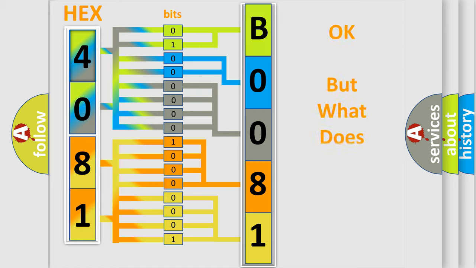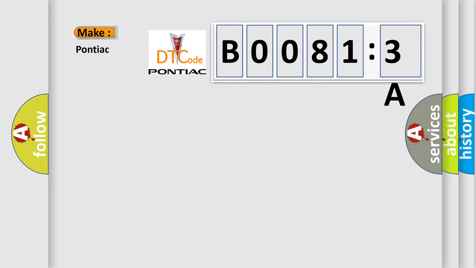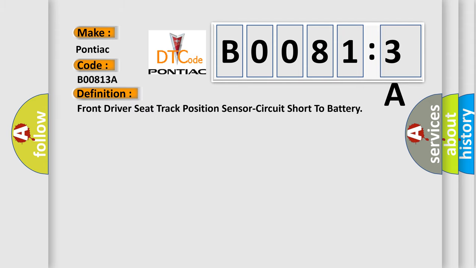The number itself does not make sense to us if we cannot assign information to what it actually expresses. So, what does the Diagnostic Trouble Code B0081-3A interpret specifically for Pontiac car manufacturers? The basic definition is: front driver seat track position sensor circuit short to battery. And now this is a short description of this DTC code.